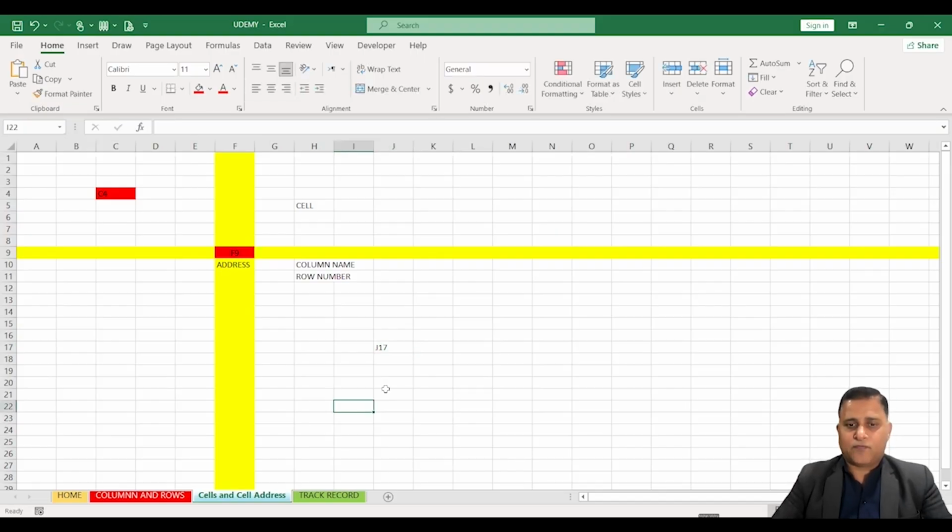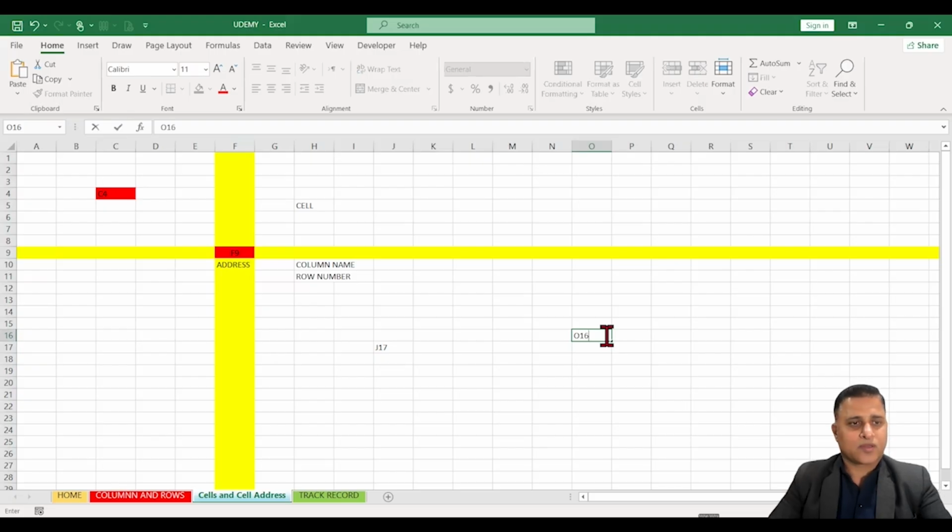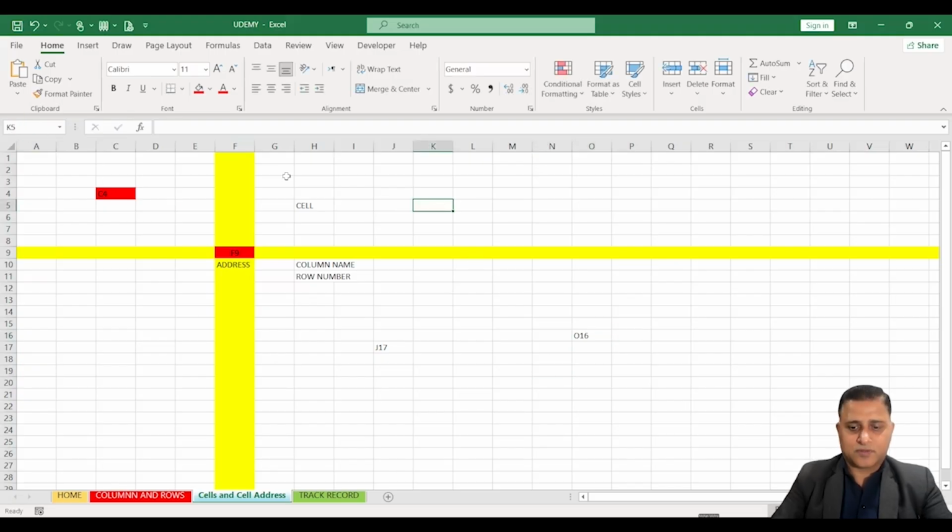J17. If you find difficulty in locating the cell, you might have to search in the rows, or go to the column. Wherever you want to find the address of a particular cell, select the cell and go to the extreme top left corner. You can see this position. It says O16. Like if I click here, it says K5.